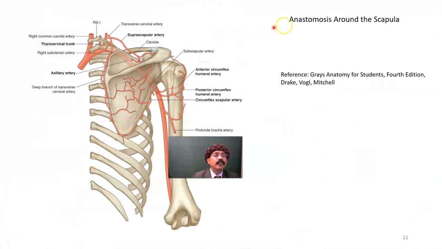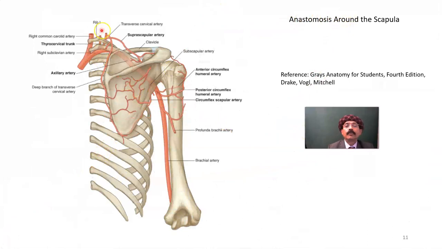The anastomosis around the scapula is very important to us. We have to know that part. So we have three arteries. This is the suprascapular artery, branch of the thyrocervical trunk. Another branch of the thyrocervical trunk is the deep branch of the transverse cervical artery. There is also a big branch of the subclavian artery. Then here is the circumflex scapular artery, branch of the subscapular artery.